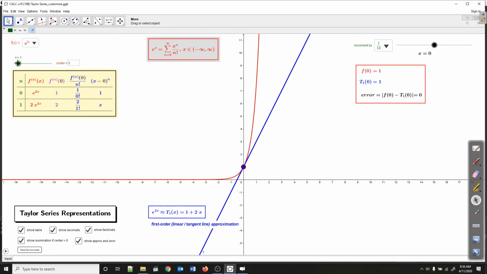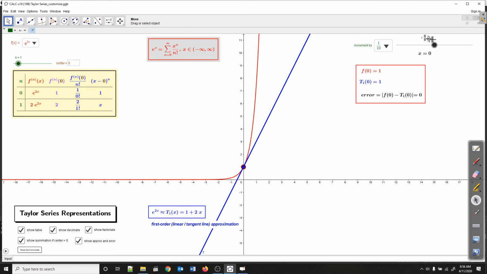If we make it into a linear approximation, remember to apply the chain rule when doing the derivative, and now you'll get 2 times e to the 2x. So if we plug in the 0, we're going to get 2 times 1, which is 2. We take the 2 divided by 1 factorial and multiply it by x, and we come up now with 1 plus 2x, a different equation than we had before.